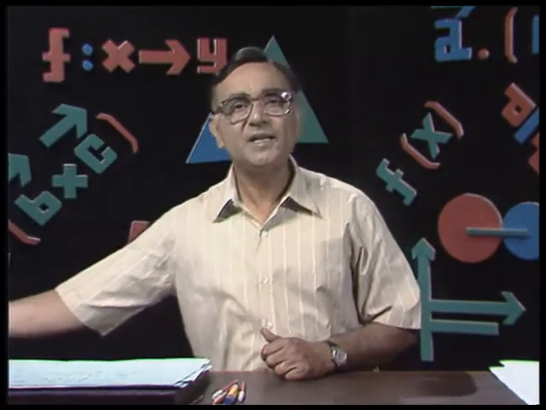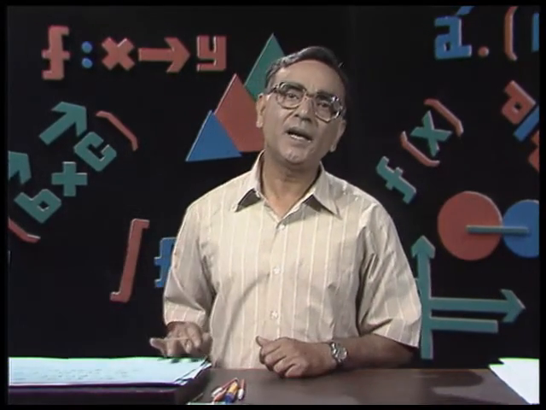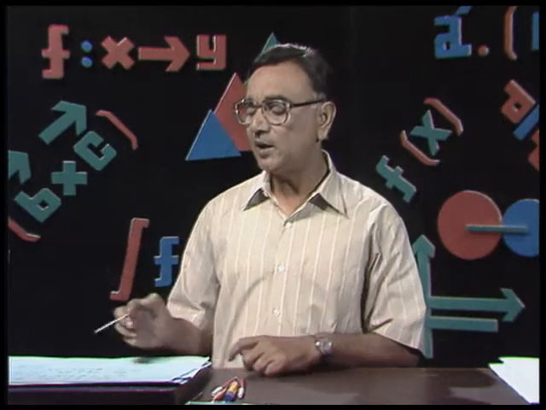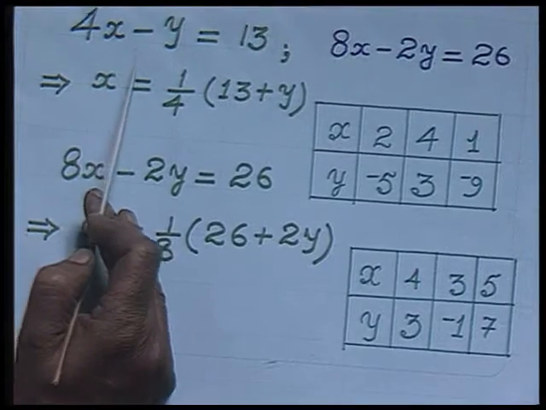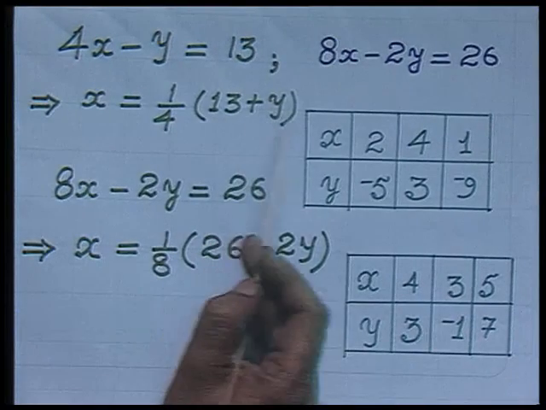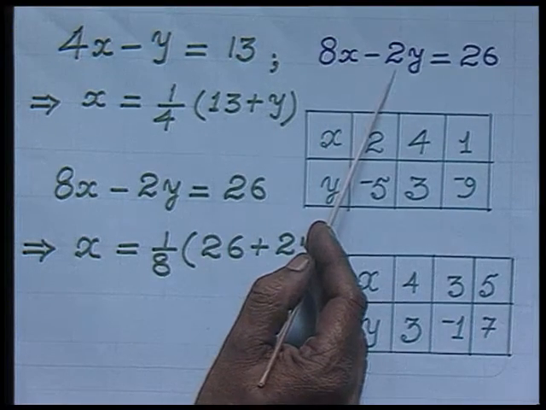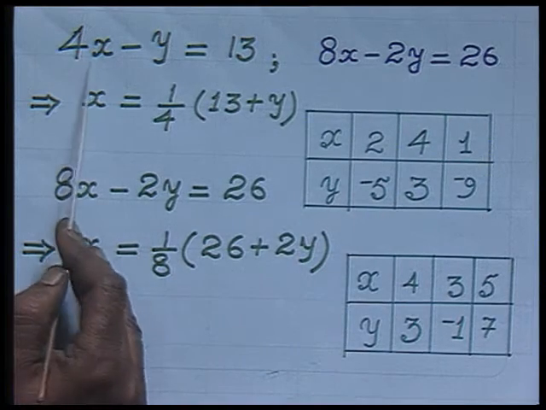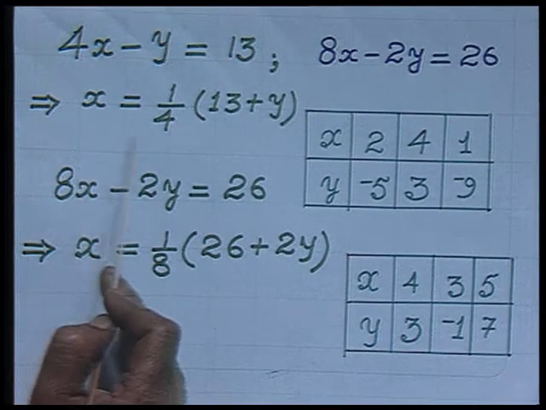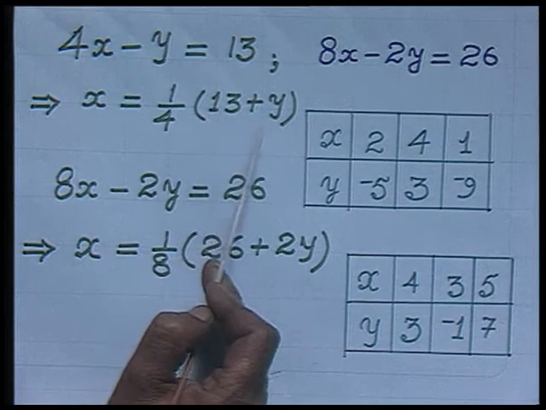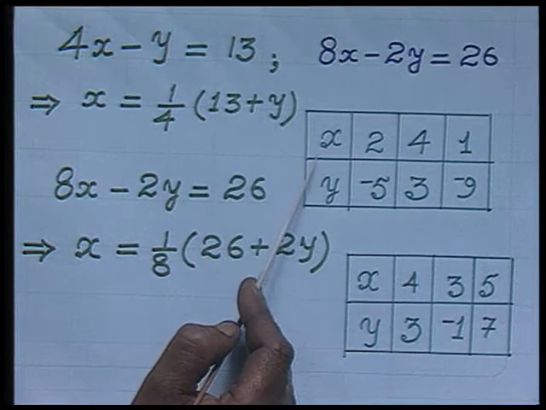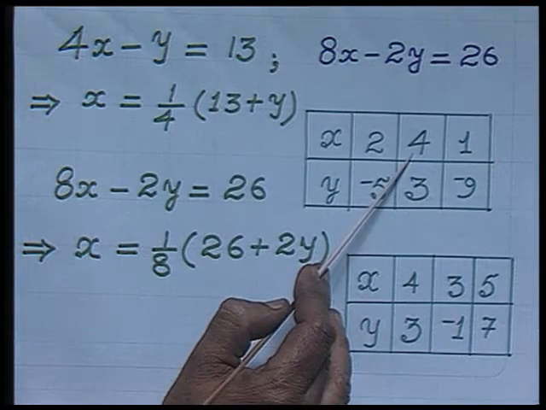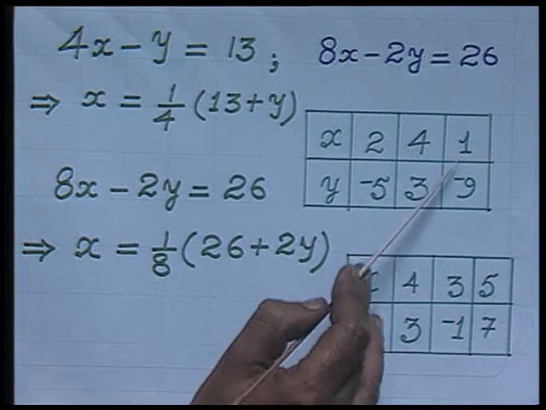But now let's have a look at another system, and here the equations we are taking are 4x minus y equals 13, and the other equation is 8x minus 2y equals 26. Transforming the first equation into x, we get x equals 1 over 4 times (13 plus y), and the ordered pairs corresponding to this are (2, -5), (4, 3), (1, -9).